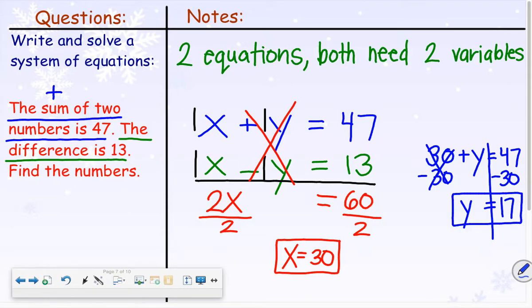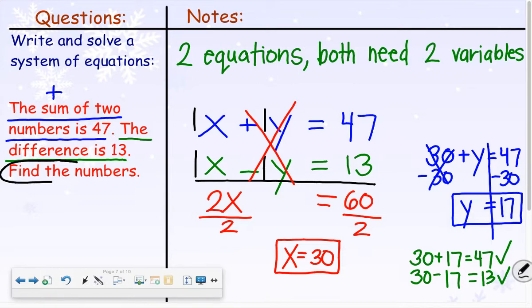Now if I wanted to check that, the sum of two numbers is 47. If I add 30 and 17, I get 47. So I could check this. 30 plus 17 equals 47, which is what I wanted. 30 minus 17 equals 13, also correct. This one you don't have to write as an ordered pair when you're done, because really they just want us to find the two numbers. So our two numbers are 30 and 17.